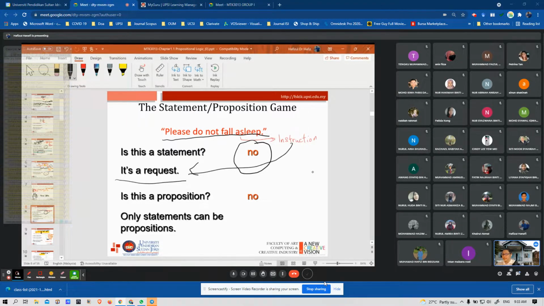Okay. Is this a proposition? Kenapa bukan? Uh, yes. Tu ulang-ulang balik lah. Dia tak boleh, dia tak ada nilai. Doesn't have any values. Values kat sini kita akan bagi dia terus values lah. Dia tak ada true ataupun false lah.